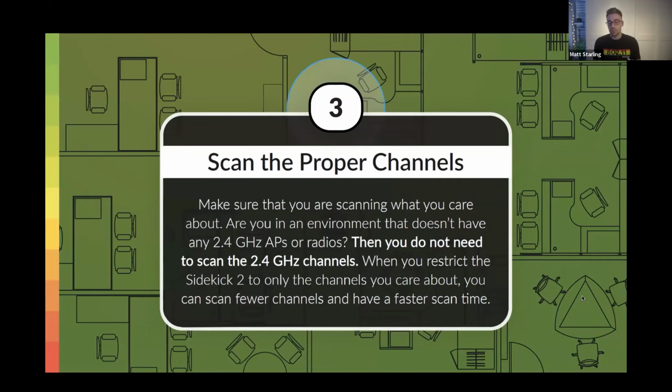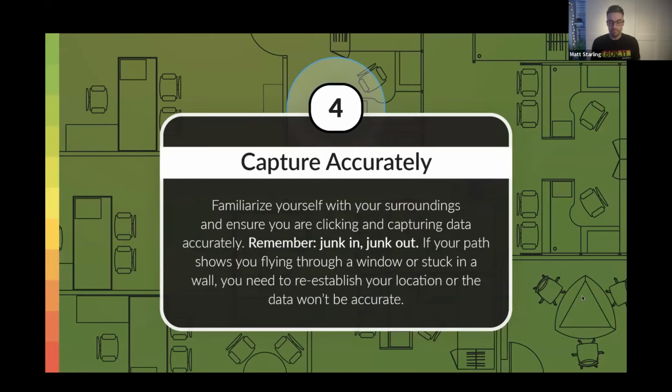So then you would want to make sure that you reconfigure the Sidekick to scan all of the available channels. And if you're ever in a situation where perhaps you don't care about 2.4 gigahertz, and you've got just 5 and 6 gigahertz networks, then maybe you could disable the Sidekick 2 to scan on the 2.4 channels, and then just focus on the 5 and 6 gigahertz channels, and it would speed up the time for it to go through and collect all of that data. So just making sure you capture on the channels that you really care about.